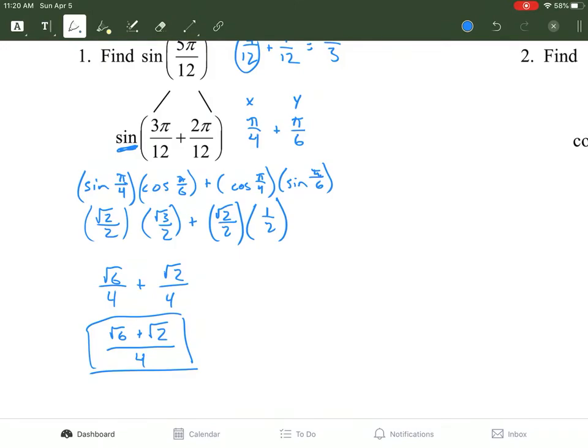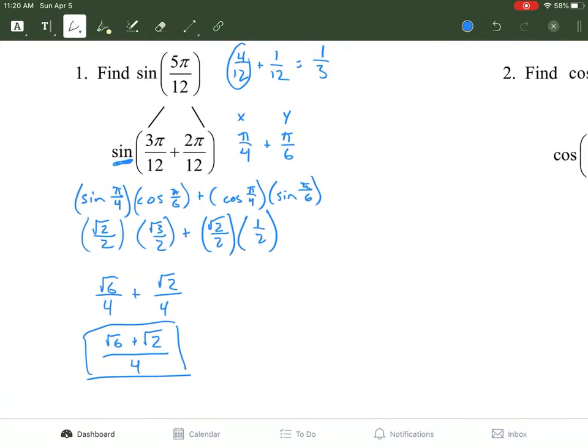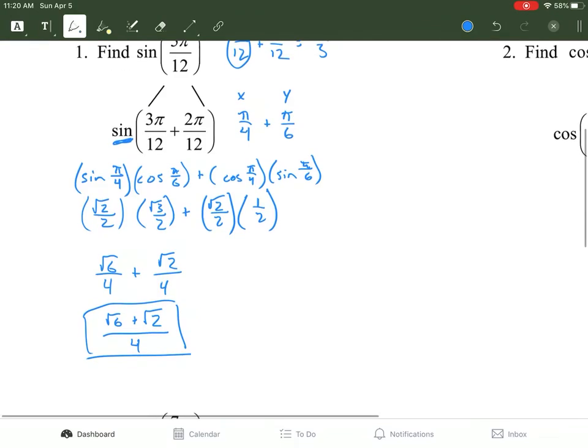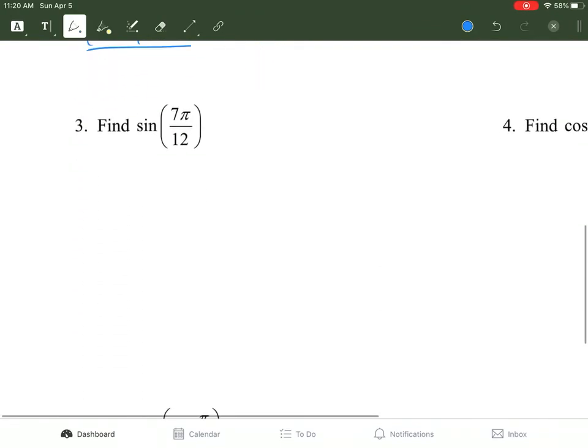Okay? All right, so again, as a recap, you're trying to find two numbers that either add or subtract to give you the number you started with. In this case, it would be 5 pi over 12. When you do that, you have to make sure that both numbers are reducible so that they can be found on the unit circle. If they're not, then it's not going to work. Then you put them into the formula, find out the values from the unit circle, and then start doing just the math of multiplying and then adding the fractions. Okay? All right, we're going to go down and do number 3.